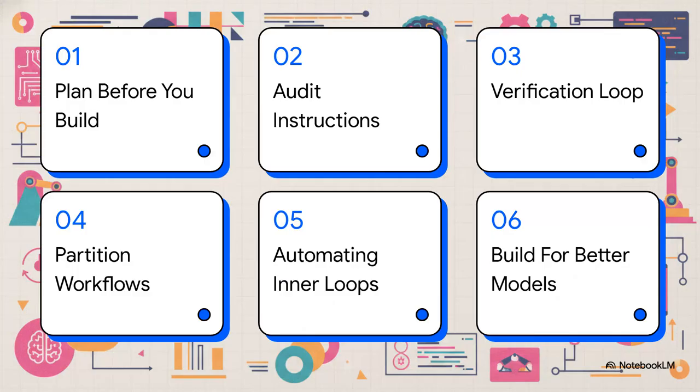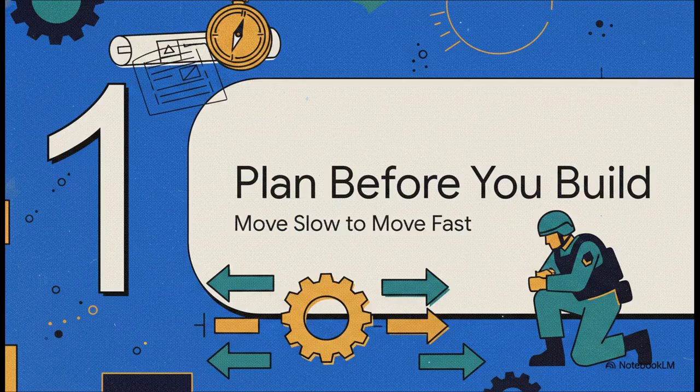All right, so here is our game plan for today's session. We're going to cover 6 main things: planning before you build, auditing your instructions, setting up a verification loop, partitioning workflows, automating inner loops, and finally, building for better models. Okay, let's jump right into step 1. Plan before you build. Or, as I like to call it, moving slow to move fast.